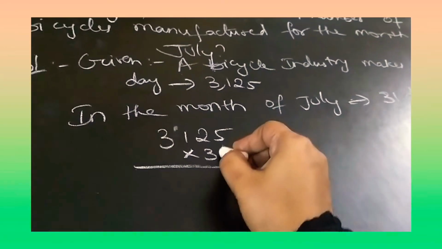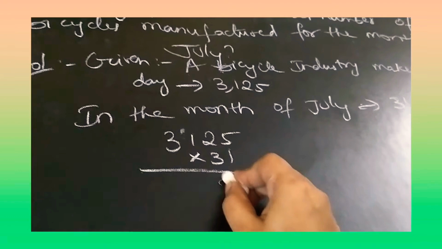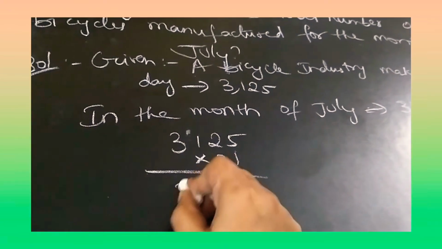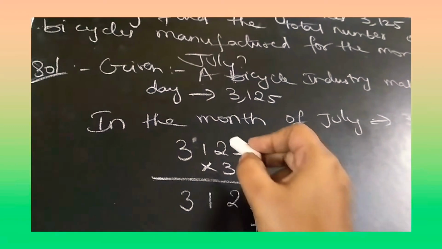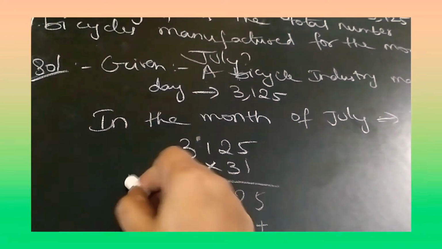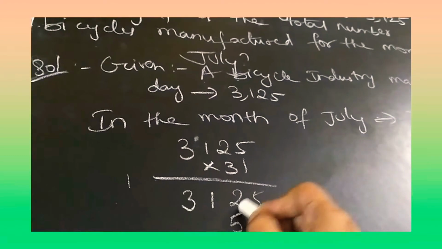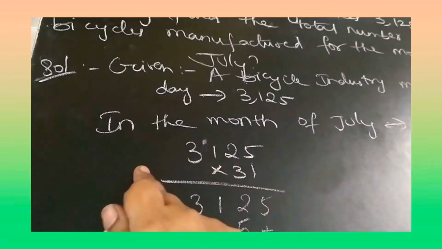1 5 is 5, 1 2 is 2, 1 1 is 1, 1 3 is 3. Now again 5 3 is 15. 1 I am taking here, 5 here. 3 2 is 6, 7.